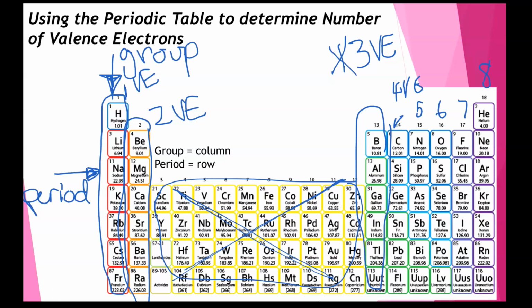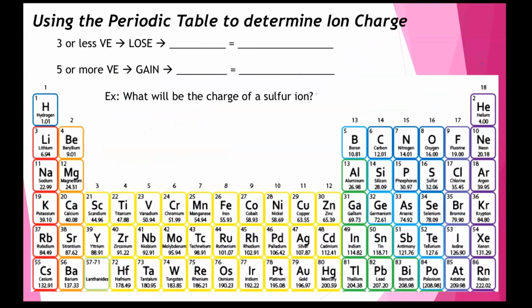So it's super duper easy to determine the number of valence electrons as long as you can count across the periodic table and figure out what group something is in. For groups 1 and 2, the group number is equal to the number of valence electrons, and for groups 13 through 18, all you have to do is knock off that 1, and then you have the number of valence electrons. But what about determining charge?